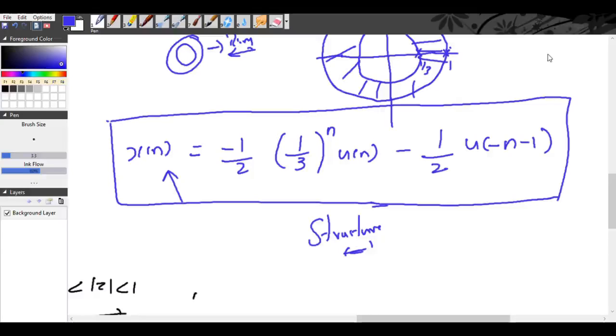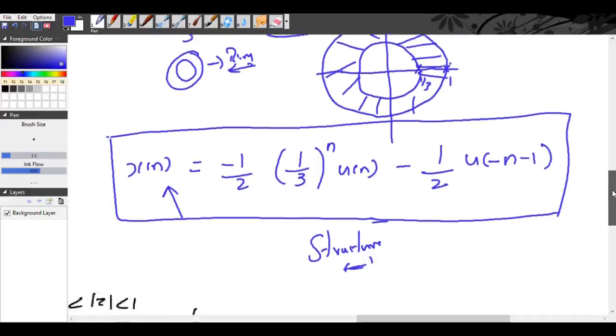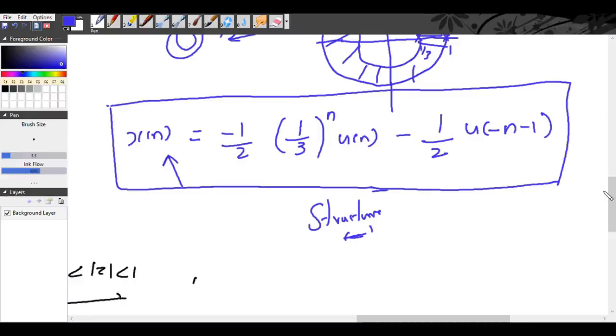Okay, in the next class we will work one more problem, and then we will proceed to the next method of doing the inverse z transform. Thank you very much.